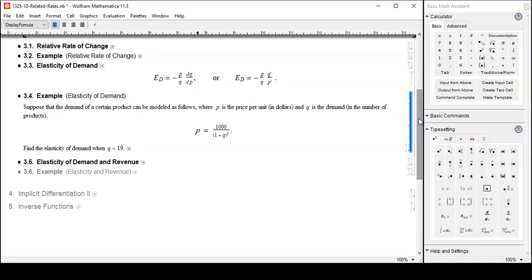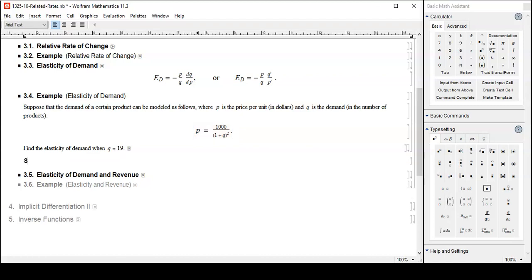Here's an example problem. Suppose that the demand of a certain product can be modeled as follows, where P is the price and Q is the demand. And the relation it gave me is something very simple. P is 1000 over 1 plus Q squared. So we have an explicit expression here, not an implicit equation where P and Q are intertwined. In that case, we'll have to use this, P prime, Q prime. But in this case, using this is a bit more appropriate. Let's do it that way.